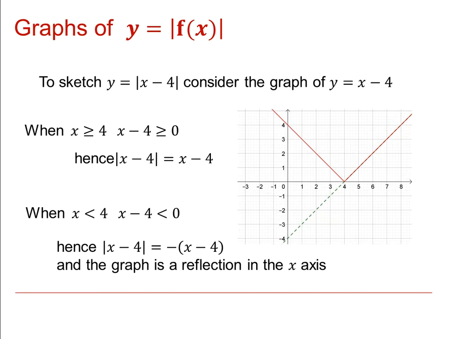So just in summary, for any function then, we first of all consider the function itself. And if we want to look at the modulus, we decide when the function is positive, and that will then stay the same for the modulus function on its graph. But if the function becomes negative, then to get the modulus function, it's reflected back into the positive portion by reflecting in the x-axis.